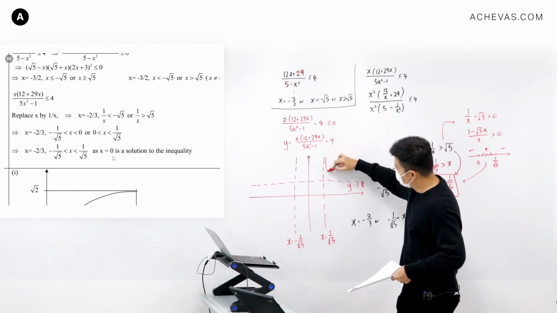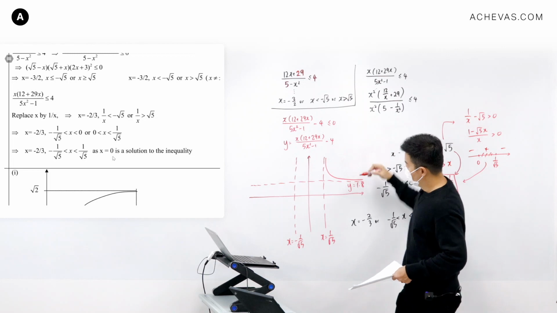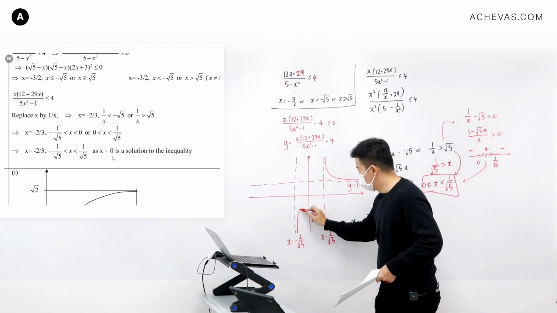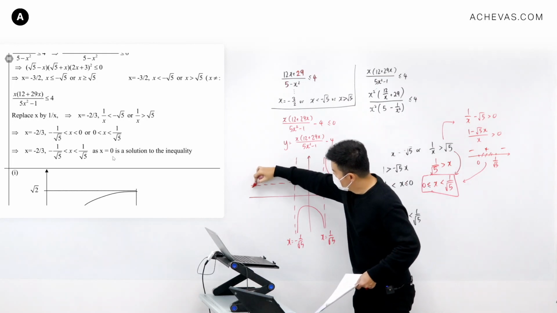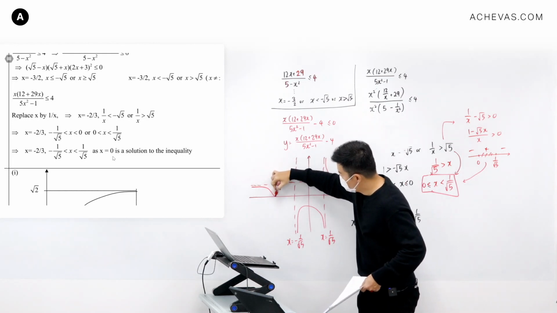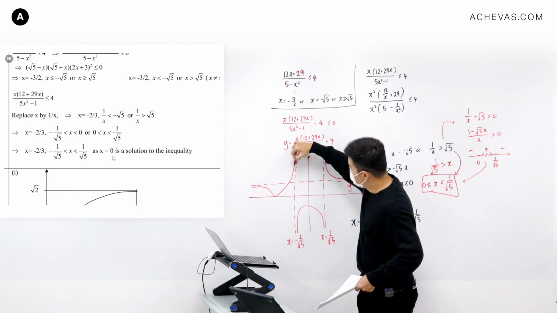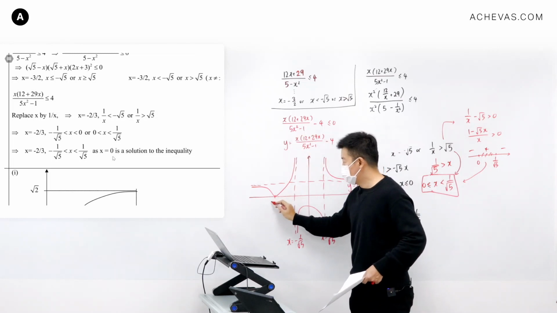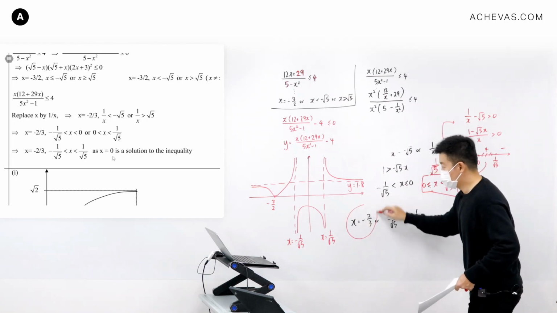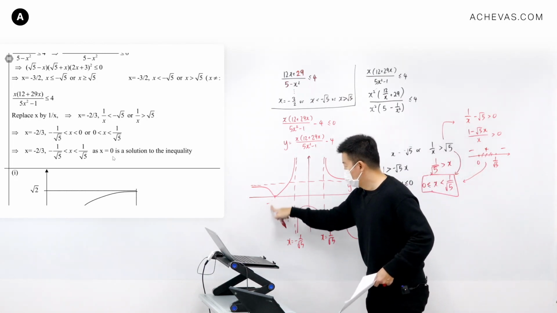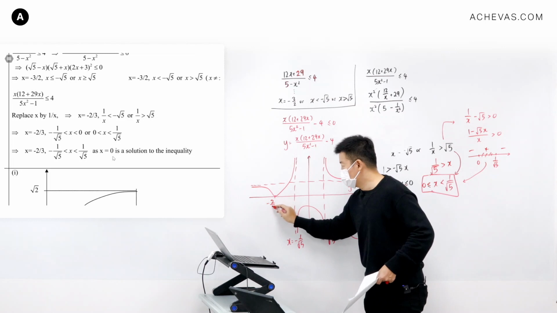And from the calculator, you're going to see this. Touch. And then you will tend to the vertical asymptote. It touches here at minus 3 over 2. Minus 2 over 3. It touches here at minus 2 over 3.